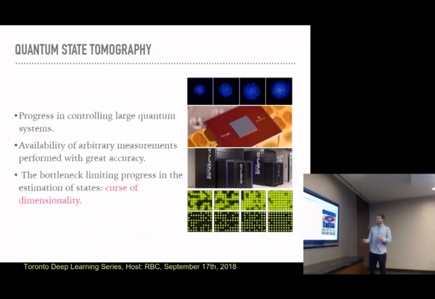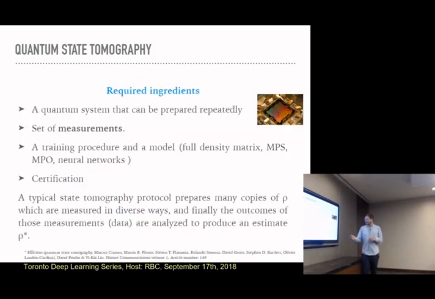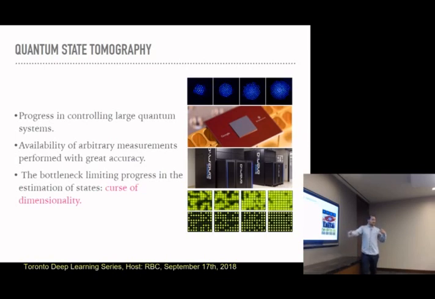There's a lot of progress in controlling these quantum systems, which happened, I think, beginning in 2010, roughly. There's a lot of progress, new, almost arbitrary measurements, performed with, I would say, great accuracy, in quotes. So we're scaling beyond a point where traditional reconstruction schemes can work, because the bottleneck now becomes the estimation of the states and this curse of dimensionality, this exponential growth in the size of the state space.